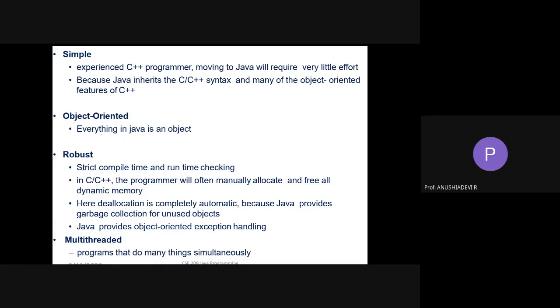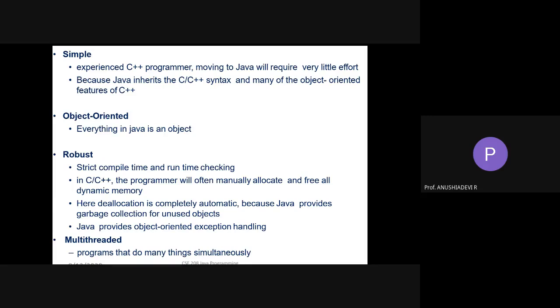And object-oriented. Here Java is fully object-oriented. Everything is considered as an object. In C++, you write the main function outside of the class. The main function should always be outside of the class. But in Java, the main function itself should be within a class. So that's why Java is called a fully object-oriented programming language. Here everything is considered as an object.